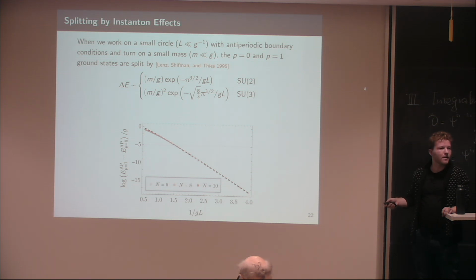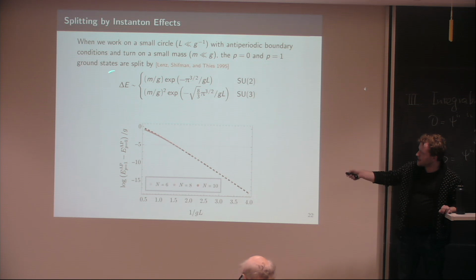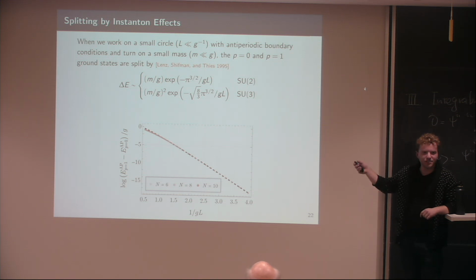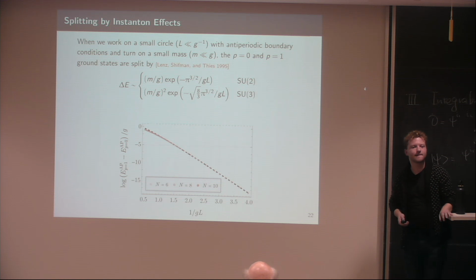Wait, what? Sorry, I didn't understand. What are you plotting now? Oh yeah, so this is this exact same energy difference computed with instanton effects. Now we're just taking on the lattice, we're computing the ground state energies in these two universes, subtracting them. When the mass is small, it's not exponentially small. That's not true. It's exponential in GL. Yes, we're only doing a small circle. Small circle. Yeah.